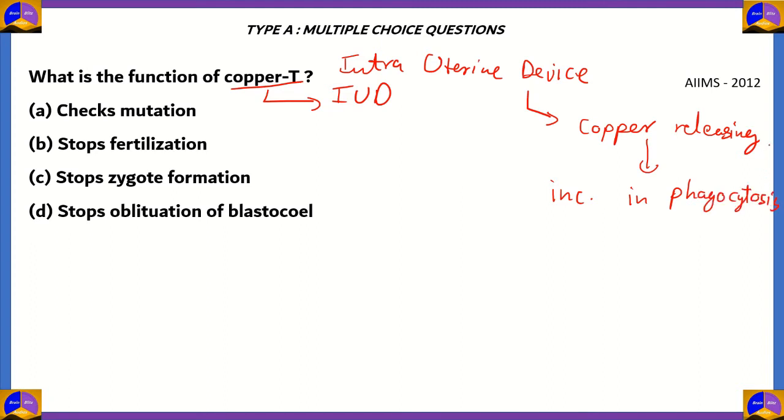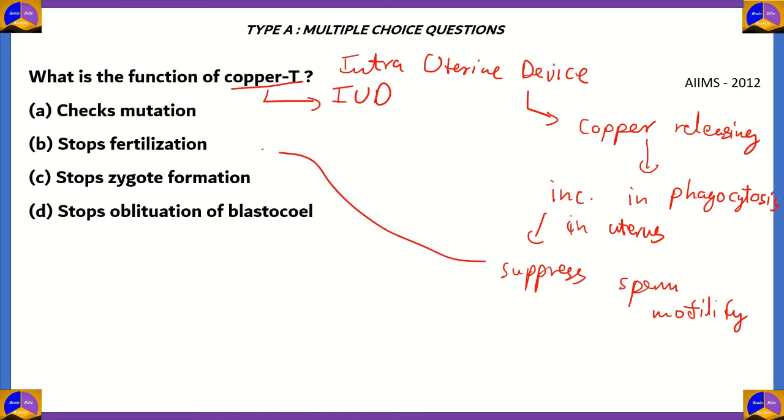So when the sperms get into the uterus, what happens is that this IUD produces copper ions, and these copper ions increase phagocytosis in the uterus. This means they suppress sperm motility and fertilizing capacity. So basically, if the sperms are killed in the uterus, then there is no fertilization. So therefore, the right answer is option B, stops fertilization. Here, since the gamete gets affected before the onset of fertilization and zygote formation, option B, stops fertilization, is the most appropriate.